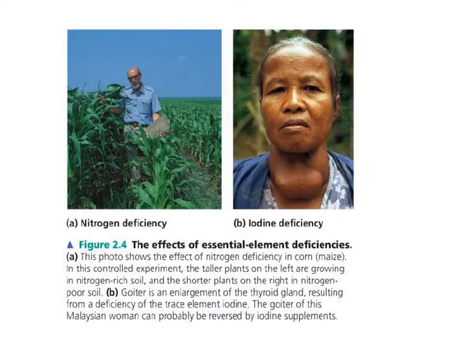What is the importance of trace elements? For example, look at these two pictures. The trace element iodine is important. You see there is a disease called goiter, an enlargement of the thyroid gland, and it results from a deficiency, the lack of iodine. So these trace elements are important for the health of living organisms.